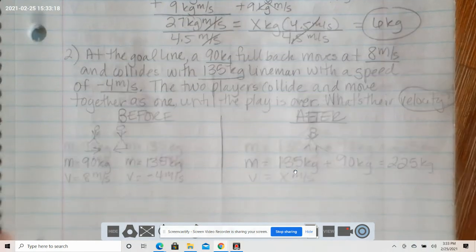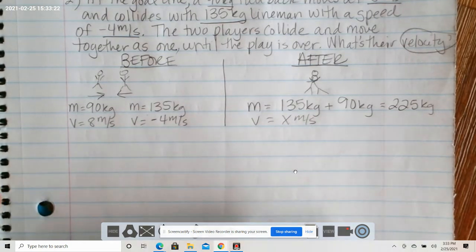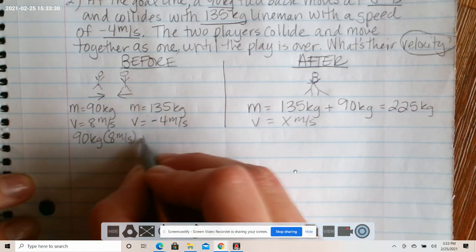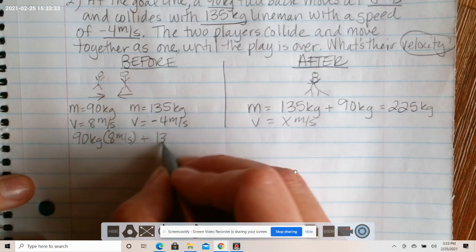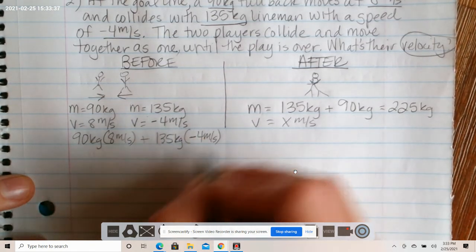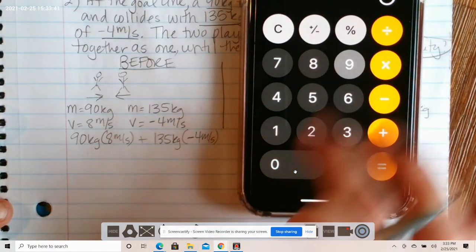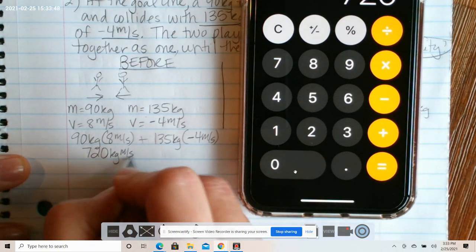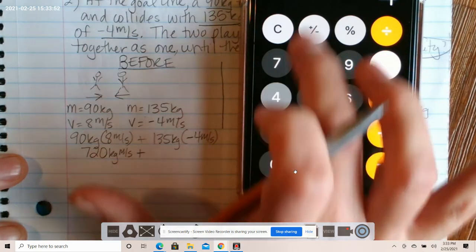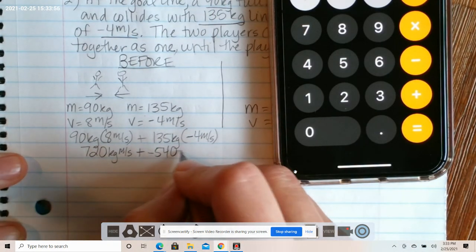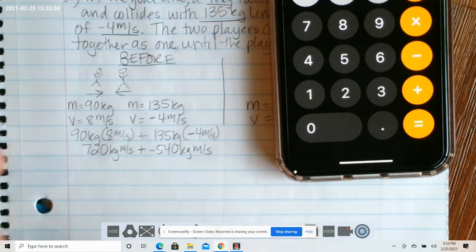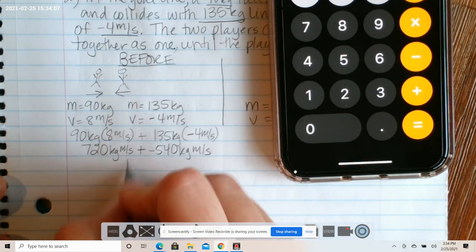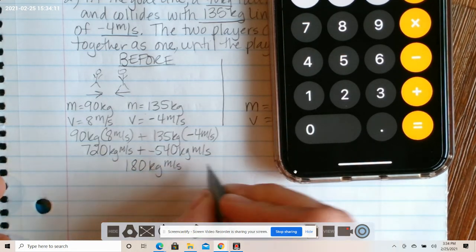Okay, so let's solve for the before, and then we'll add in the after. So remember, it's mass times velocity, so 90 kilograms times 8 meters per second, plus mass times velocity of the second player, 135 kilograms times negative 4 meters per second. So I have to do my calculations. 90 times 8 equals 720 kilogram meters per second, plus 135 times negative 4 equals negative 540 kilogram meters per second. So my next step is to add the two together. I already have my negative 540 in, so I'm just going to add 720 to that and get 180 kilogram meters per second. That's the before momentum.